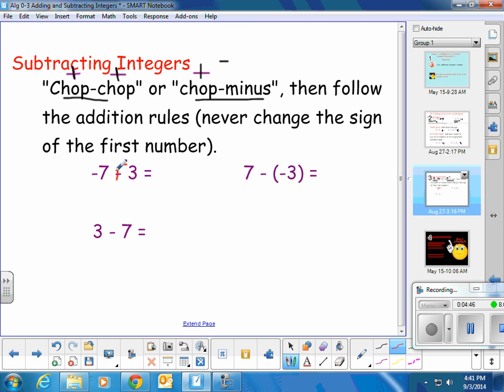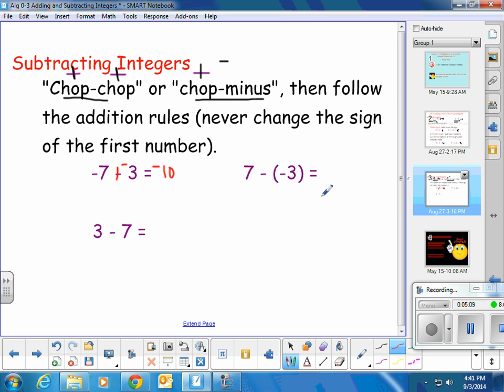Now, once I change that to adding the opposite, or chop minus, it ends up being 2 with the same sign, so you're going to add them together. 7 plus 3 is 10, and keep the sign. Think about it this way. If you lost $7 and then lost $3 more, you've now lost $10.